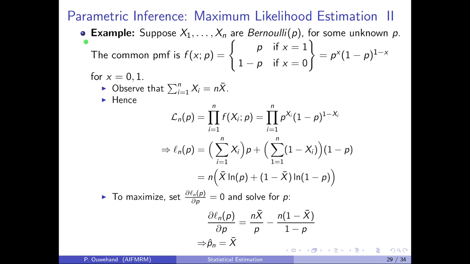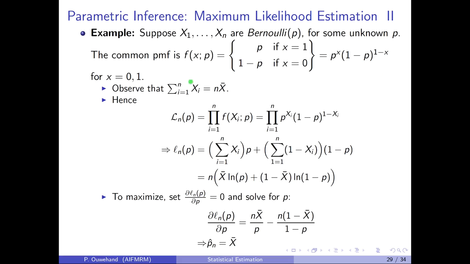Here's an example. Suppose x1 up to xn are Bernoulli(p) for some unknown p. In other words, the probability that xi is equal to 1 is p, and that it is 0 is equal to 1 minus p. The common probability mass function is therefore given as follows. It has a parameter p. It can take the values x equal to 0 and x equal to 1. And the mass function is equal to p if x is equal to 1 and 1 minus p if x is equal to 0. This can be conveniently written as p to the x times (1 minus p) to the 1 minus x.